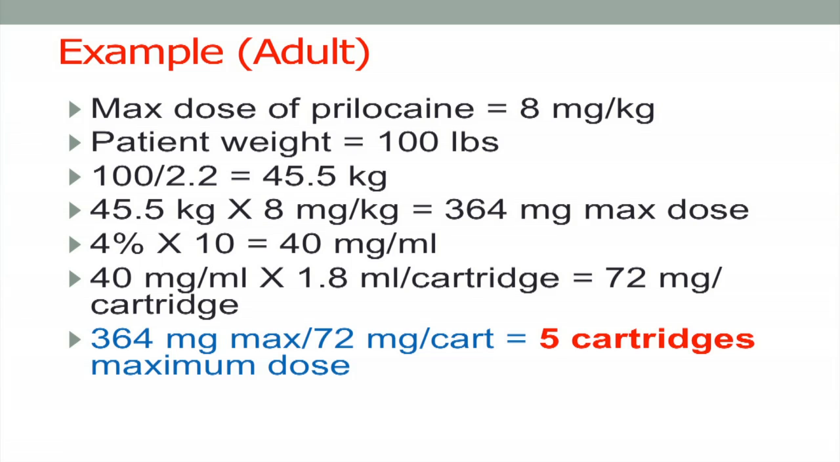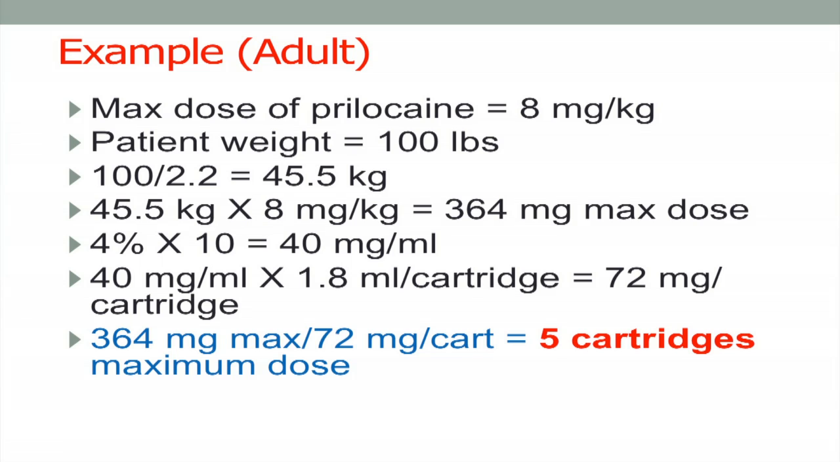If we start off with, say, using prilocaine, and it has a maximum dose of 8 milligrams per kilogram, and we know the patient's body weight is 100 pounds, then we divide 100 pounds by 2.2 to find out that the patient weighs 45.5 kilograms. Then it's a matter of multiplying 45.5 kilograms, the patient's body weight, times the maximum recommended dose to show that the total maximum dose that should not be exceeded is 364 milligrams.